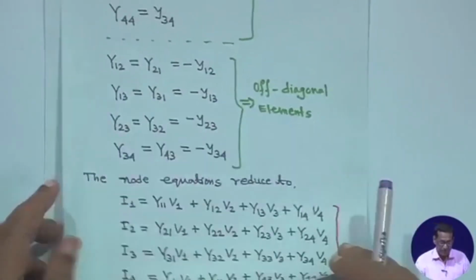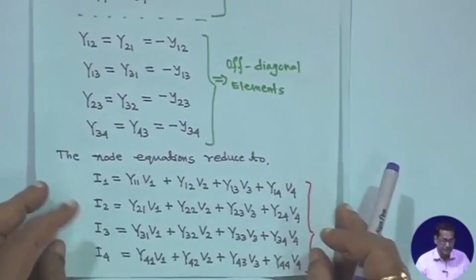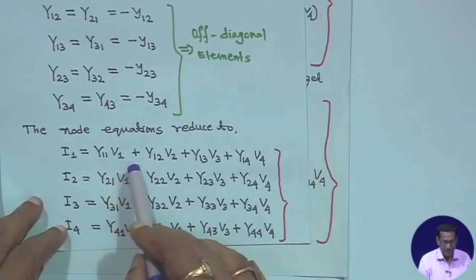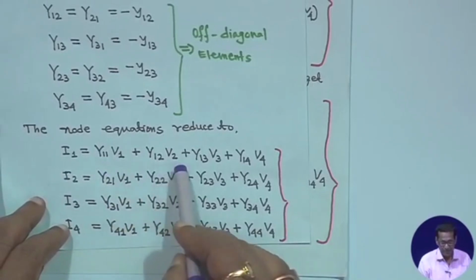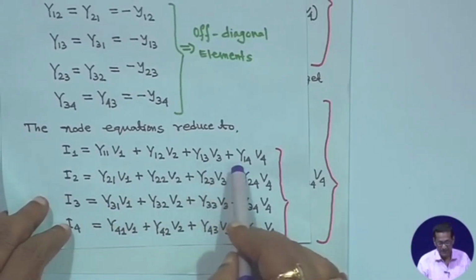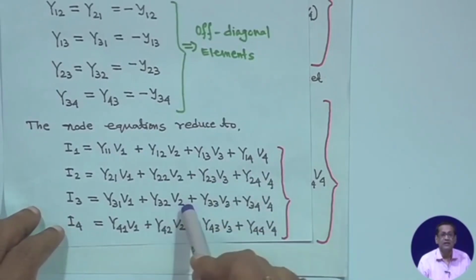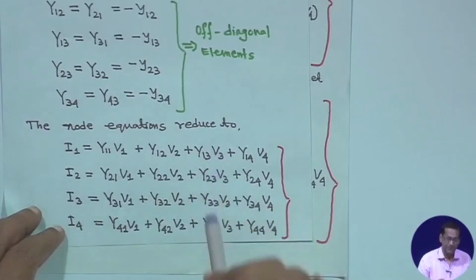Now, when you write this equation, you write like this: I1 is equal to capital Y11 V1 plus capital Y12 V2 plus capital Y13 V3 plus capital Y14 V4. This way you write; some of the Y terms will become 0, but make it like this.